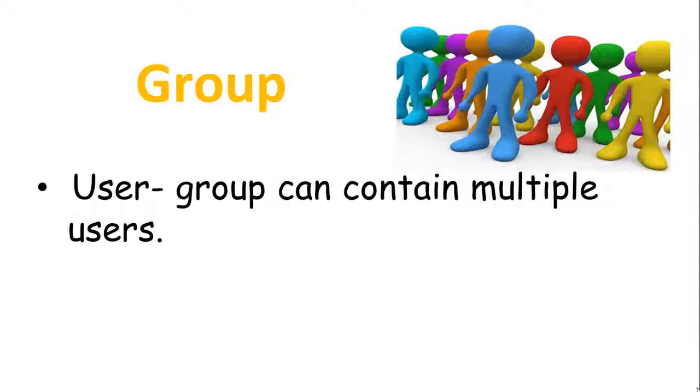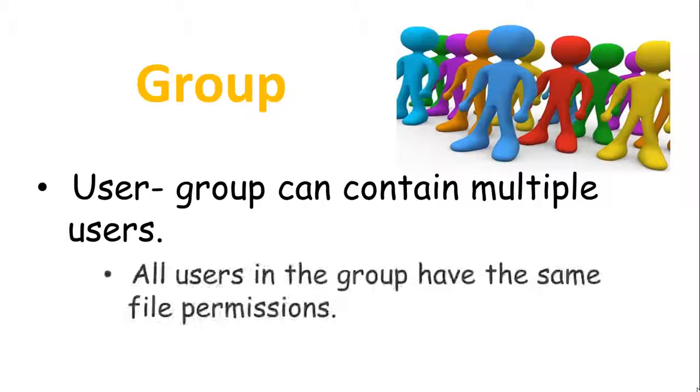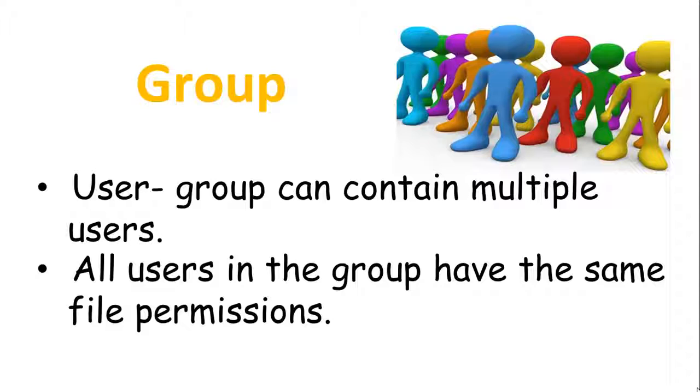The next one is a group. A user group can contain multiple users. All users belonging to a group will have the same access permissions to the file. So you can add many users to a group and assign group permission to a file so that only the group members can read or modify them.